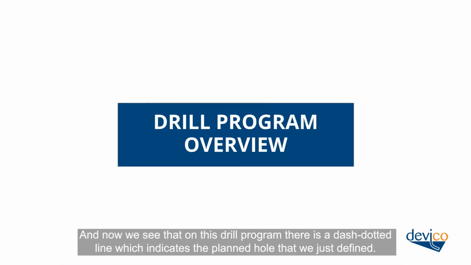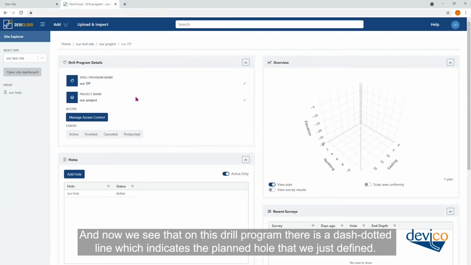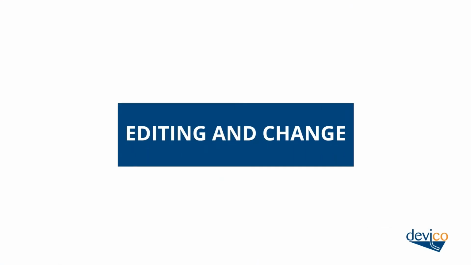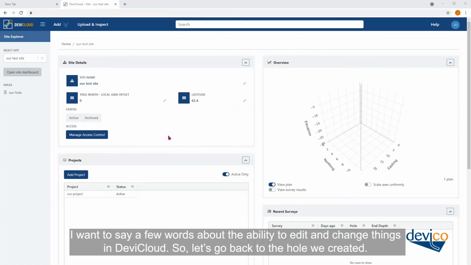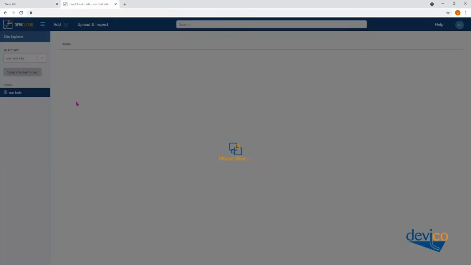And now we see that on this drill program, there is now a dash-dotted line, which indicates the planned hole that we just defined. I want to say a few words about the ability to edit and change things in DeviCloud. So let's go back to the hole we created.